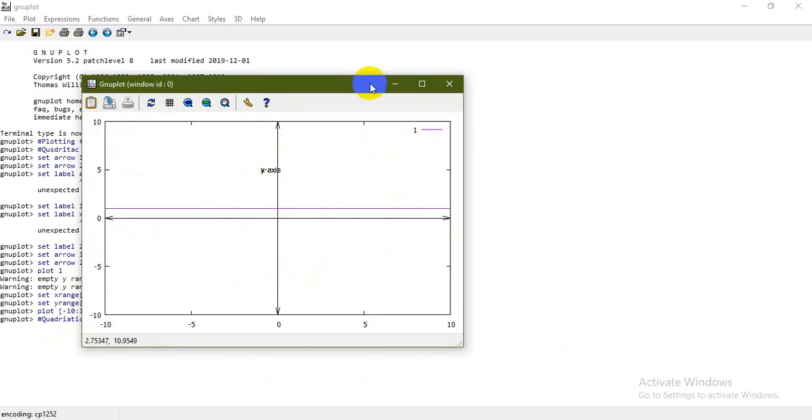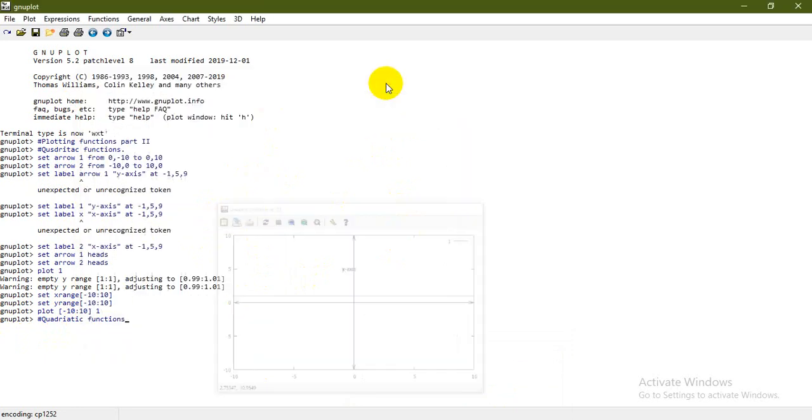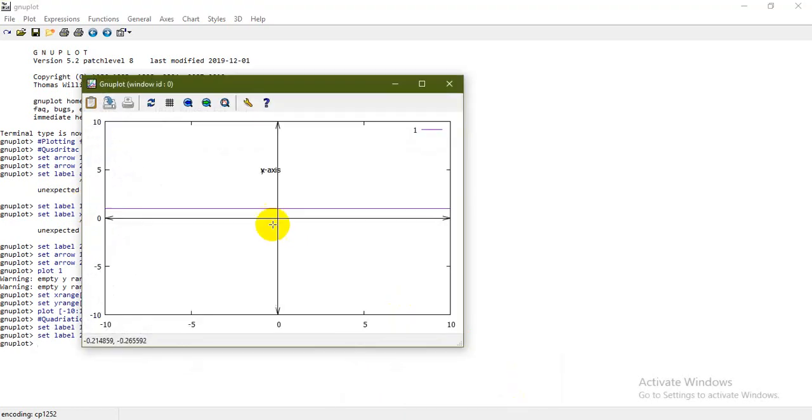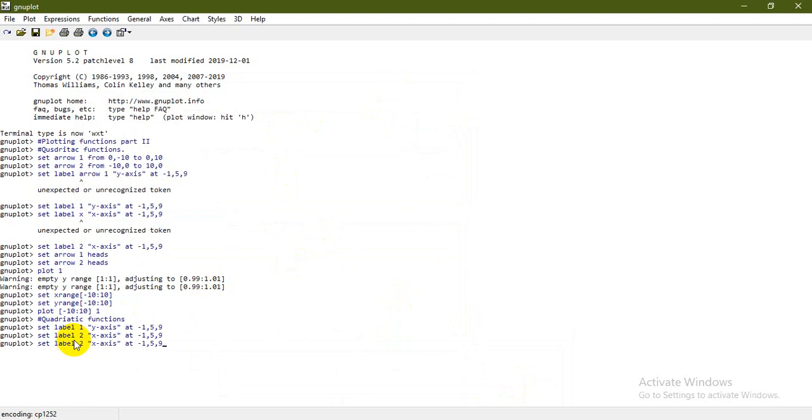So let's try to modify a little bit some positions. So we are going to set again the labels here. To do that, for the quadratic function, come up here, we set label 1 x at that position, and set label 2 at that. So when you do that, we come back again on our curve. So let's try again to plot.